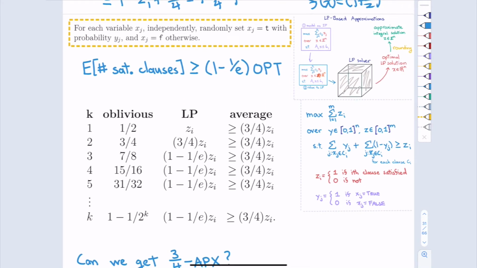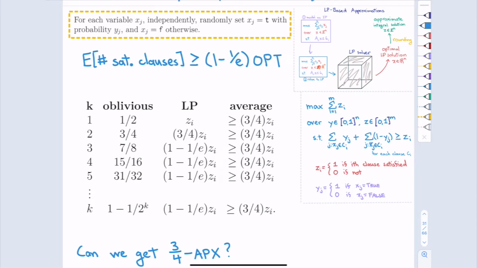All right, so one second. Rats, I can't cover it up on the screen. Oh well, doesn't matter. All right, so I've made 3 columns here. The first column, for a particular clause, is from the oblivious algorithm, right? 1 minus 1 over 2 to the k. And the next column is how many points we are getting from the LP in expectation. So for all of them, we get at least 1 minus 1 over e, but for the first 2 special cases, we got slightly better bounds of zi and 3/4 zi, right?